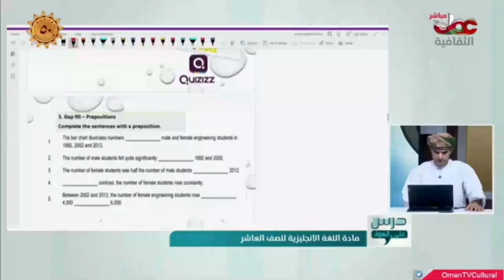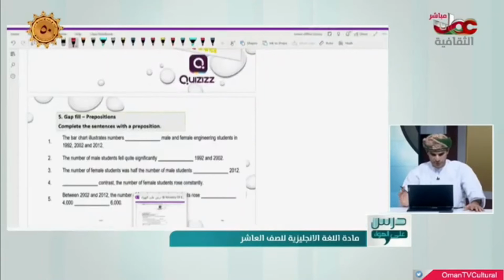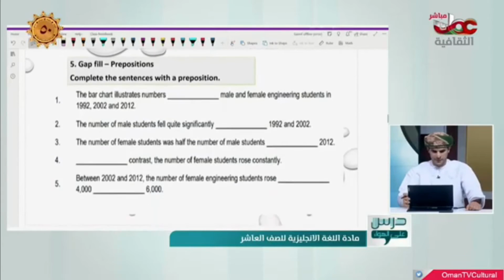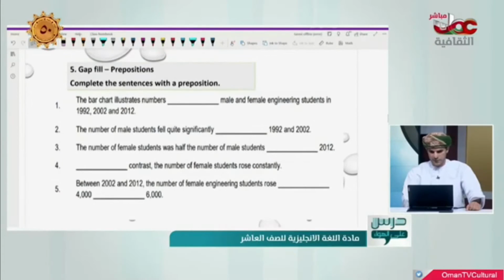Okay. So the bar chart illustrates numbers. Which preposition do we use here? Male and female engineering students in 1992, 2002, and 2012. The number of male students fell quite significantly between 1992 and 2002. Be careful. The number of female students was half the number of male students.